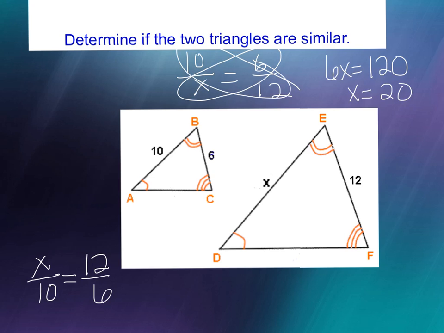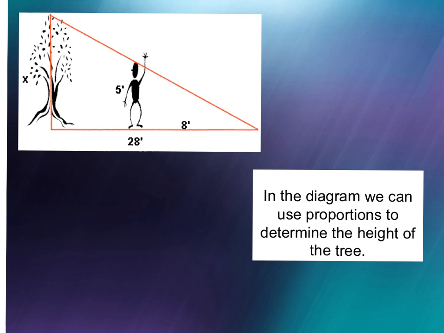Let's see if they are similar. We got these corresponding angles are congruent. These ones are congruent, and these ones are congruent. We found the value for x to make sure that the sides are also proportional to each other. So they are similar triangles.